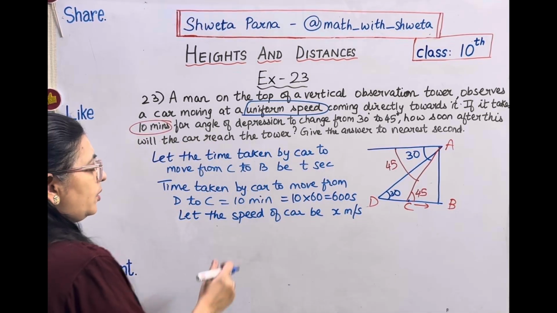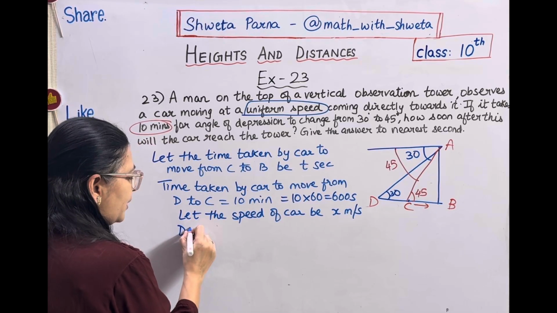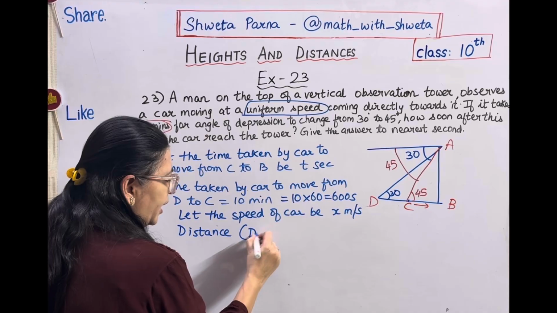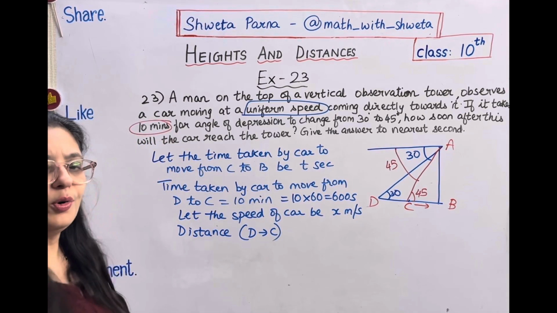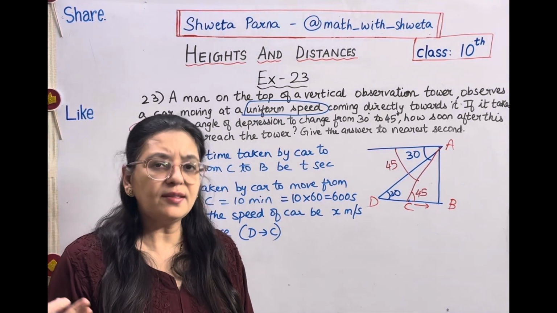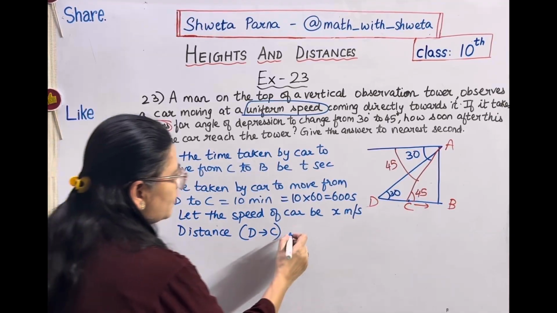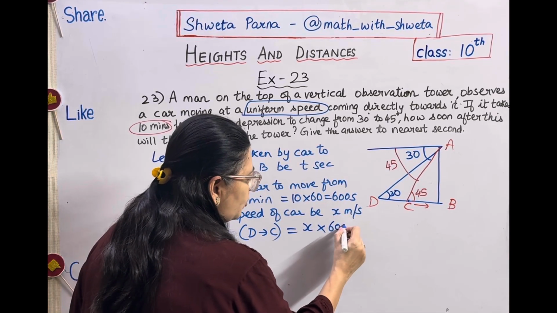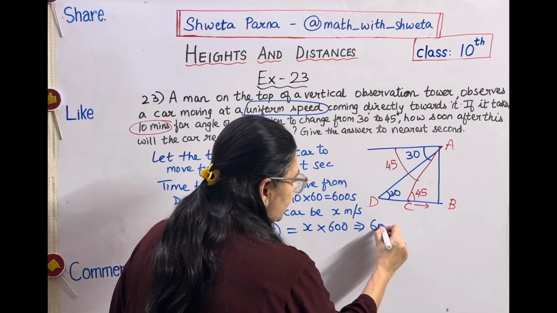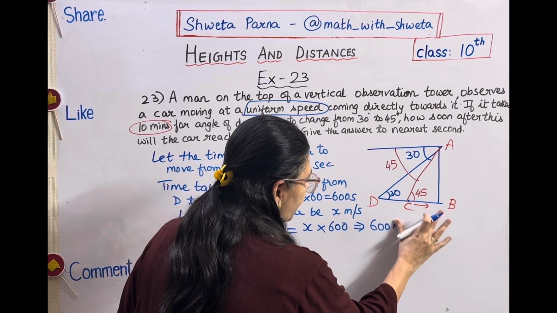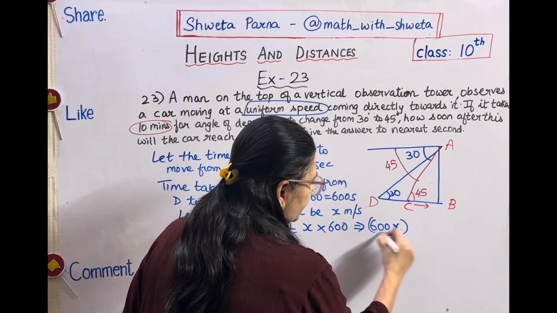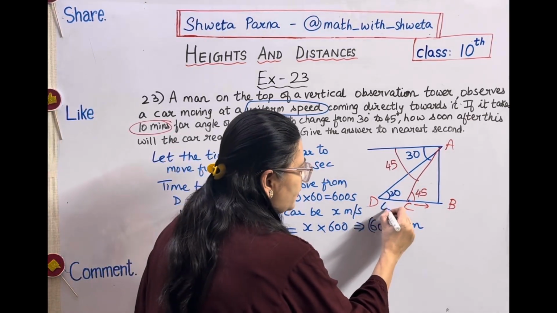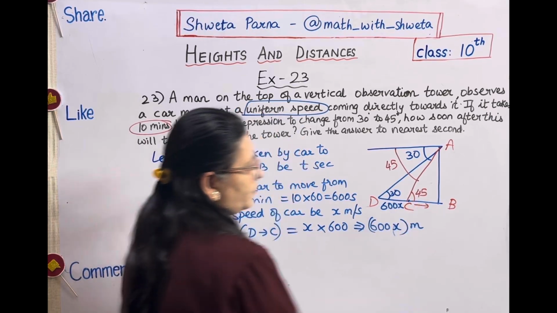Now think and tell me what would be the distance covered from D to C. So how do you find distance? Distance is speed into time. So what is the speed over here? x. And what is the time? 600. So we can say the distance is 600x meter. Clear? So this becomes your 600x.